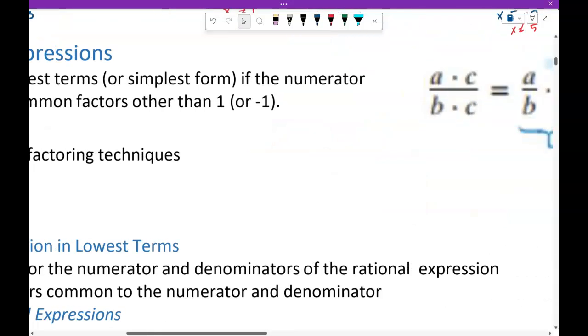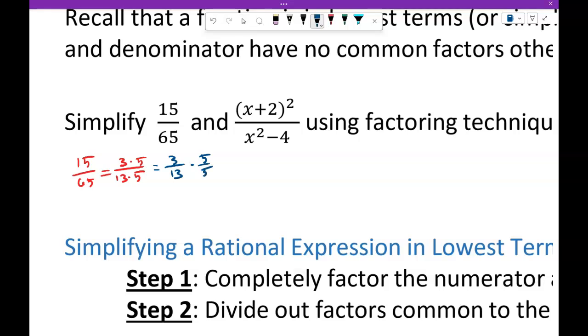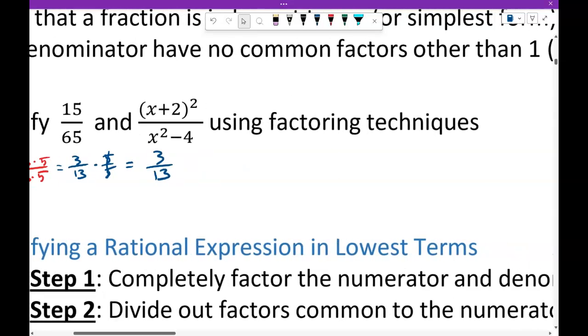If we look at a basic example with a fraction, 15 over 65, we can break these apart into factors of 3 times 5 and 13 times 5. And we see they have a common factor of 5. So we have 3 over 13 times 5 over 5. Well, since anything divided by itself equals 1, the 5 over 5 eliminates and simplifies, leaving us with just 3 over 13. The same idea can be applied to our rational expression.